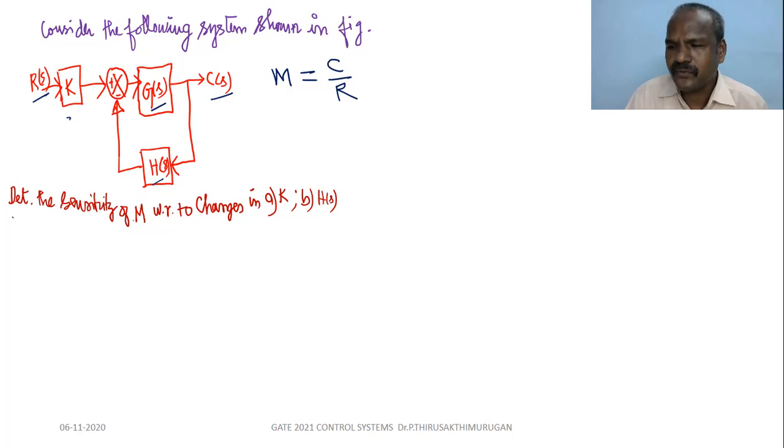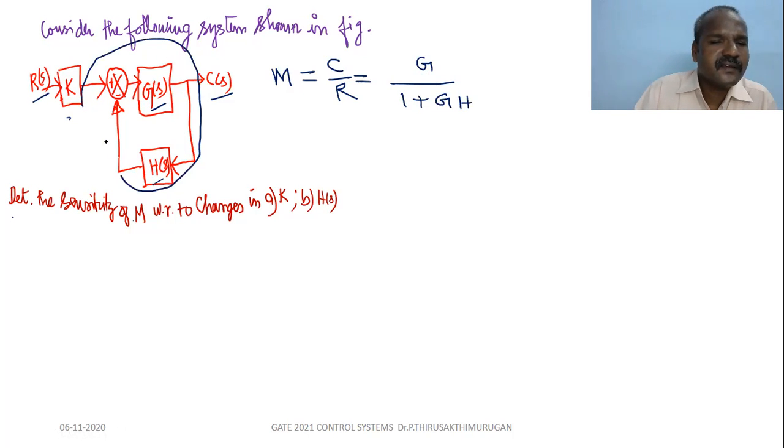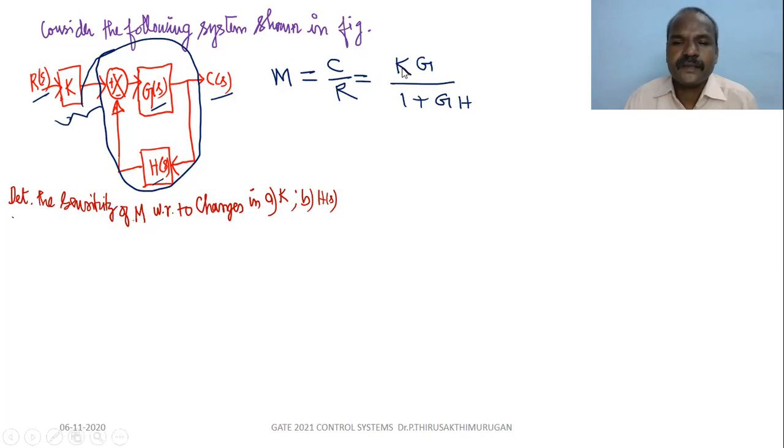Okay. So for that, what is C by R equal to M? What is the closed loop transfer function? This is G by 1 plus GH. So the closed loop transfer function of this loop is G by 1 plus GH. The K is in series with this, so multiply by K. So KG divided by 1 plus GH, right? So this is the overall closed loop transfer function of the system.